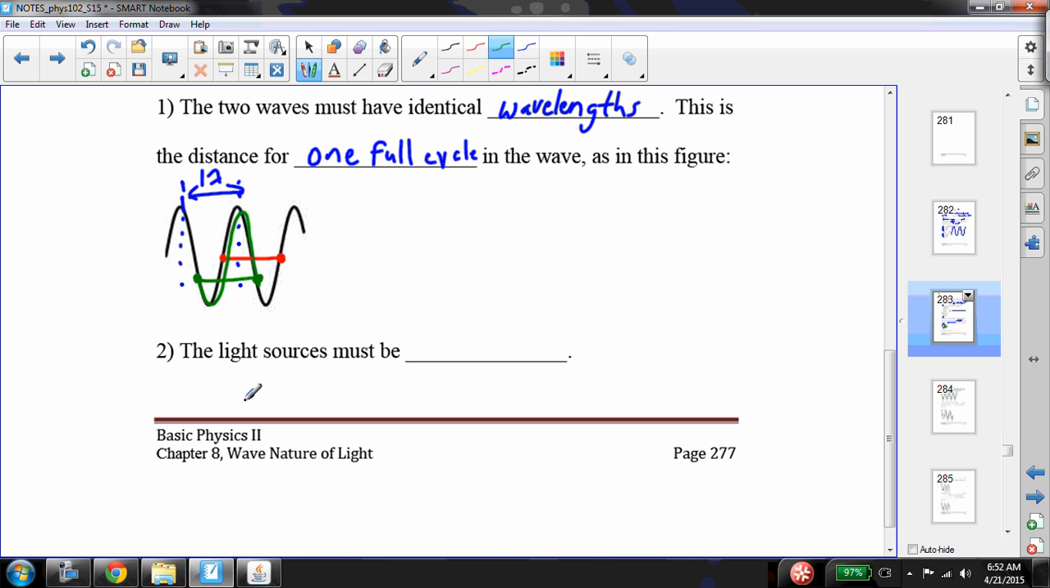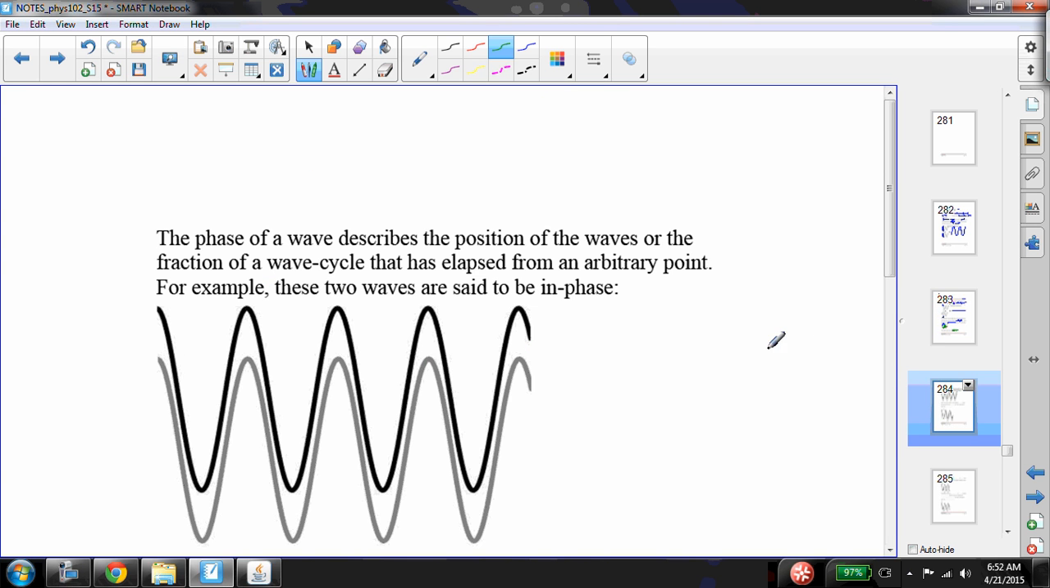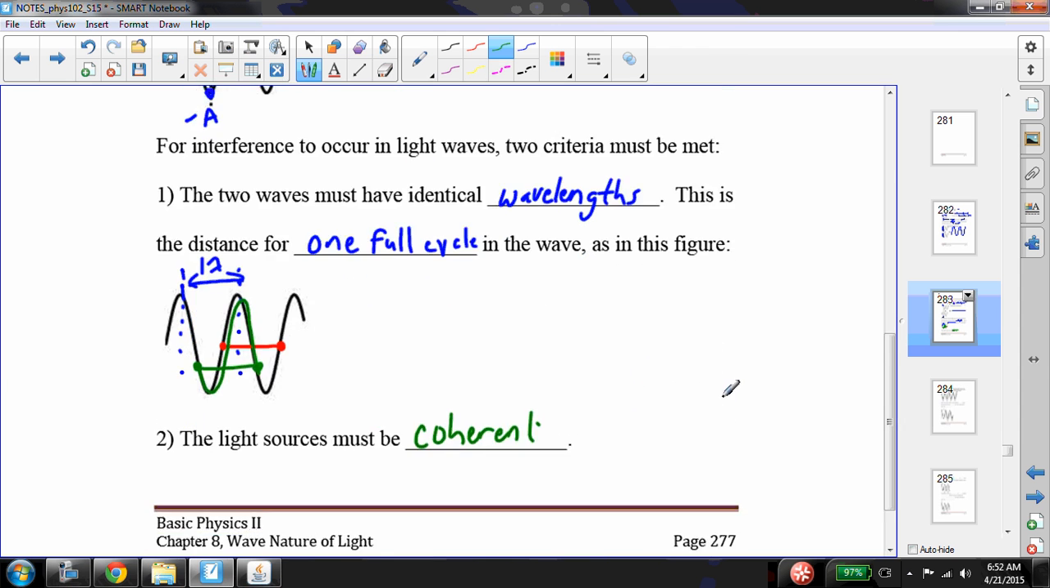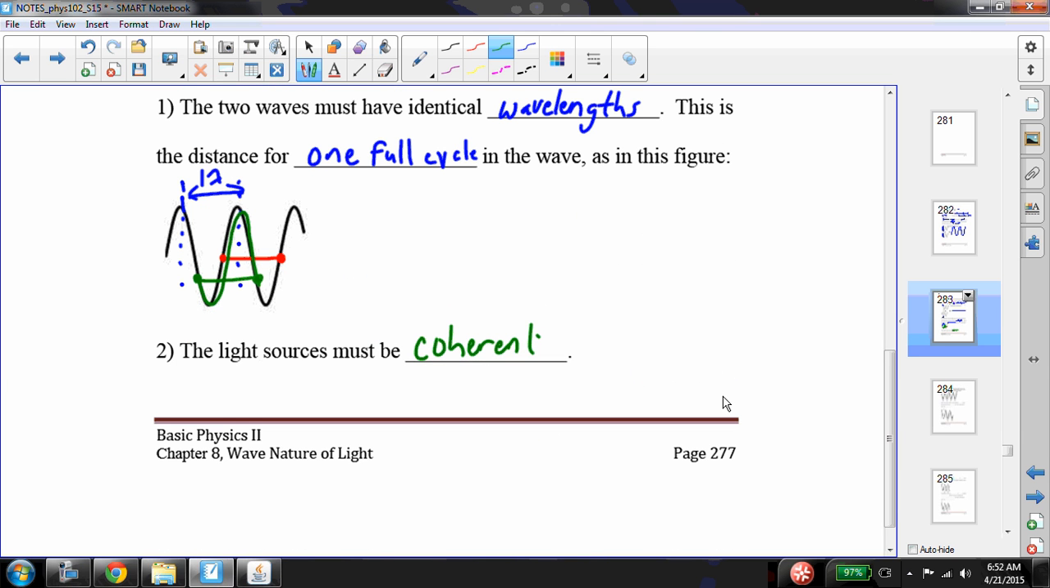Also, the light sources must be coherent. And coherent simply means that the phase of the wave doesn't change. I'll show you a figure of what this means.